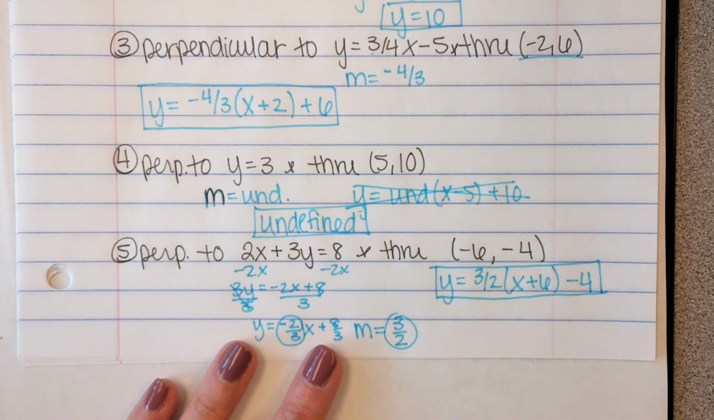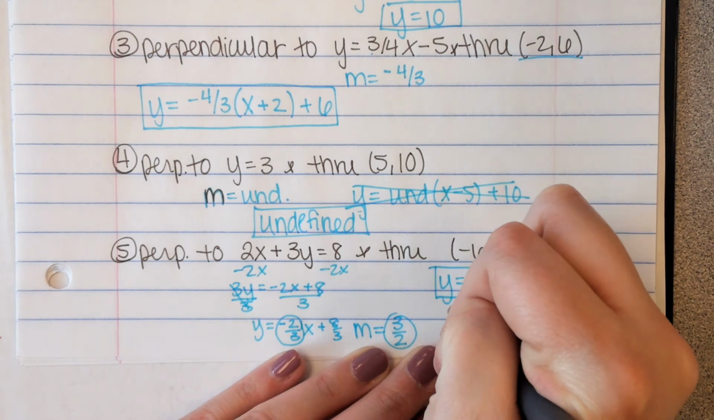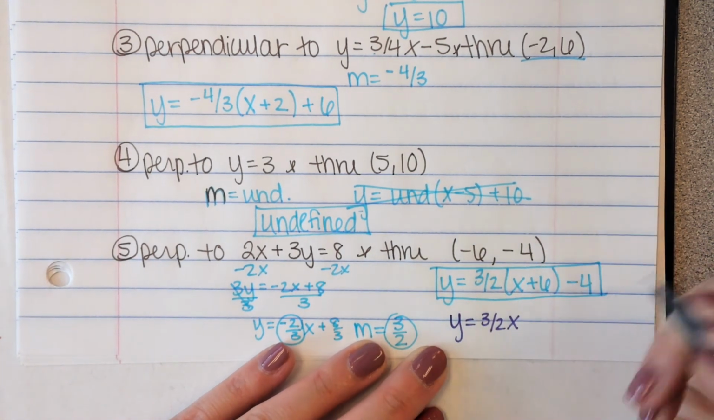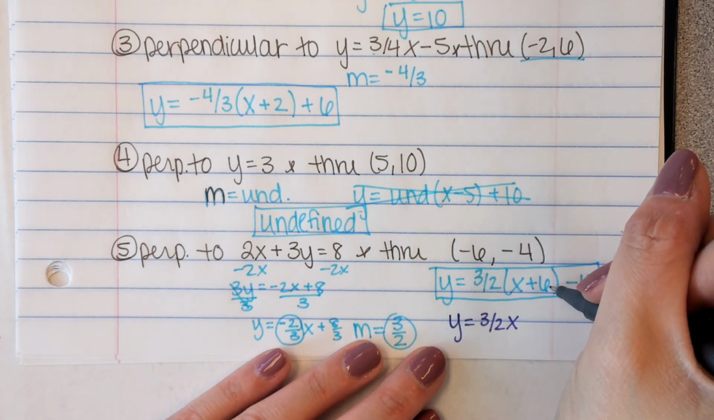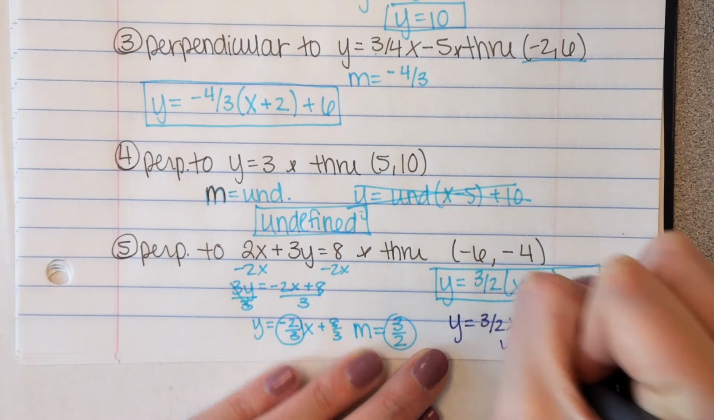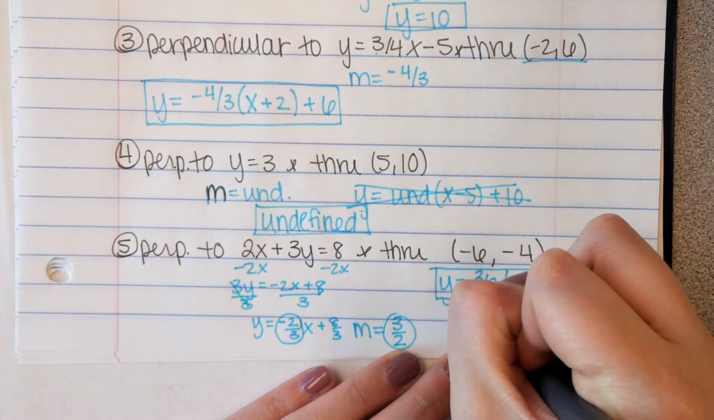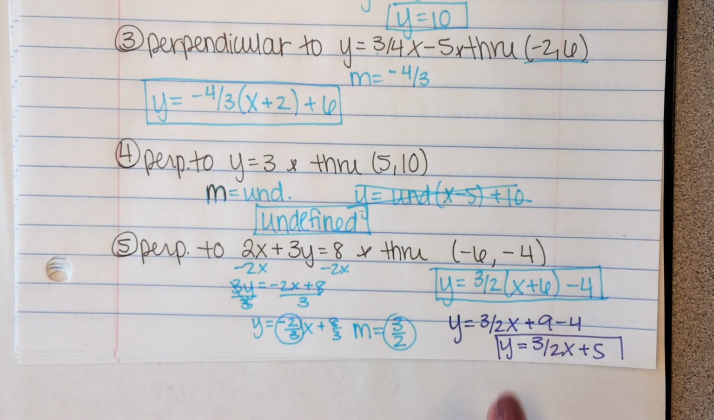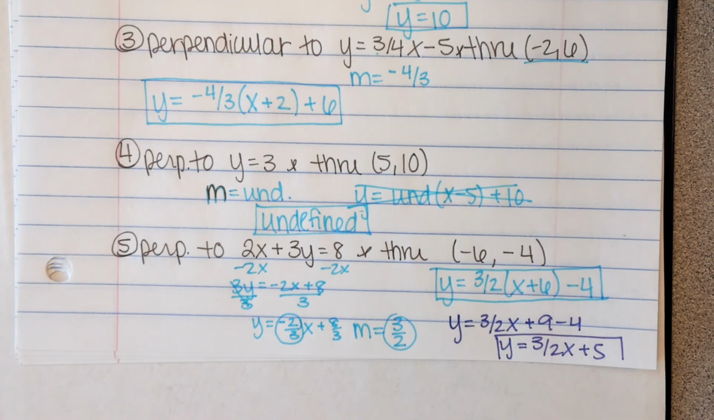You can simplify and get it in slope-intercept form. So that would be y equals 3/2 x, and then 3/2 times 6. 3 times 6 is 18, divided by 2 is 9. So plus 9 minus 4, so y equals 3/2 x plus 5. Okay, but again, that's not necessary when it just asks you for a line. If it says slope-intercept form, make sure you do simplify it. But you guys know how to distribute and combine like terms, so that shouldn't be that big of a deal.